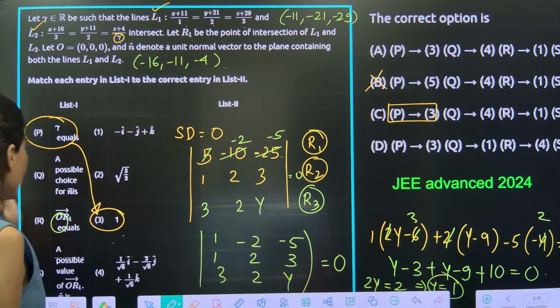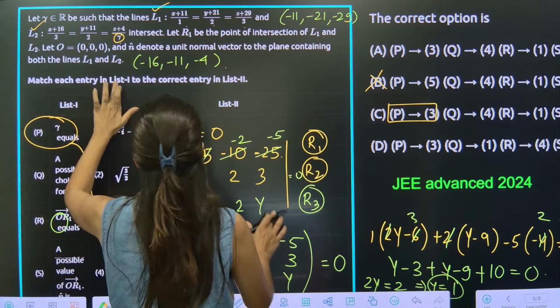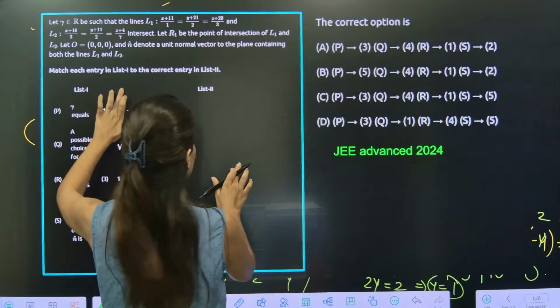Check, check, check. Okay, now let's do one thing. Let's check what exactly you want next in this.